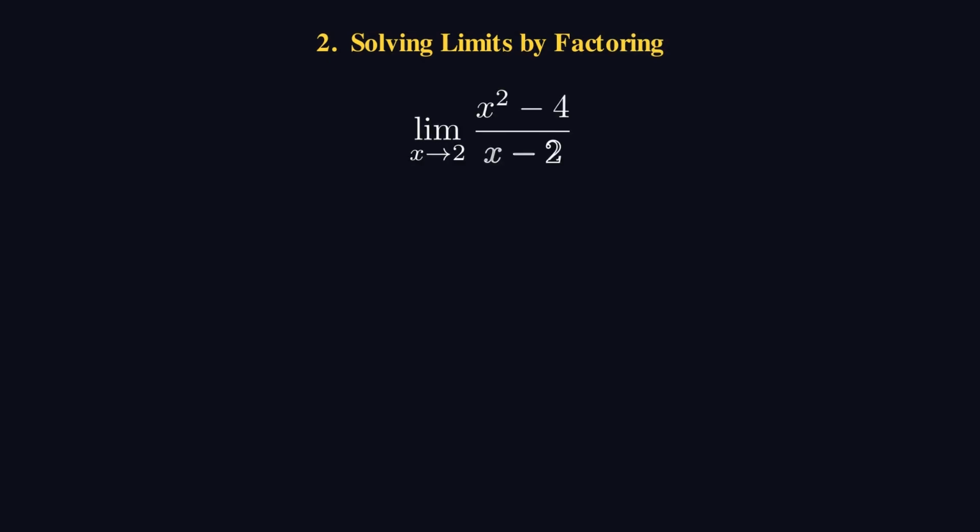Now let us solve the opening problem. We want the limit as x approaches 2 of x squared minus 4 divided by x minus 2. Step 1, direct substitution. Plug in x equals 2. We get 0 over 0. That is an indeterminate form. It does not mean the limit doesn't exist. It means we need a different technique.